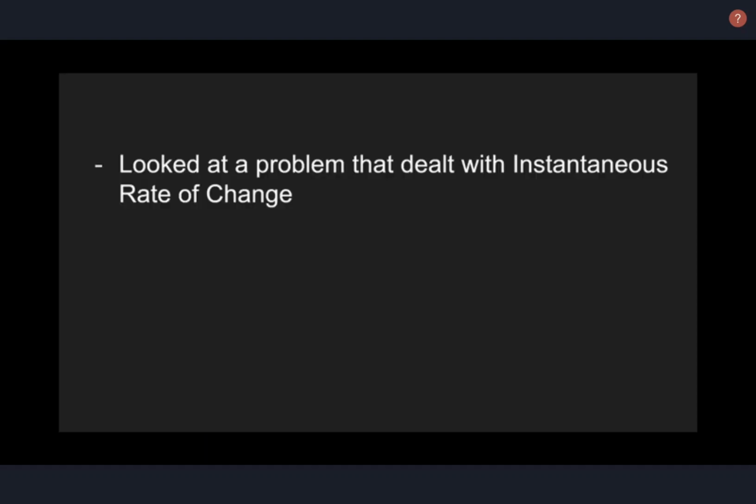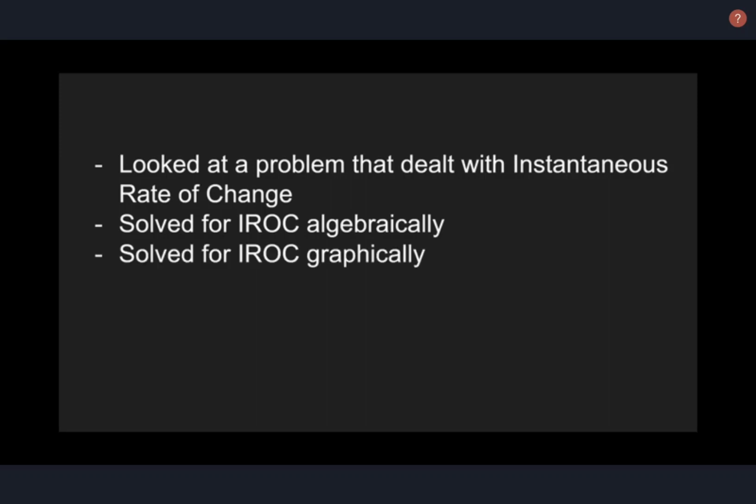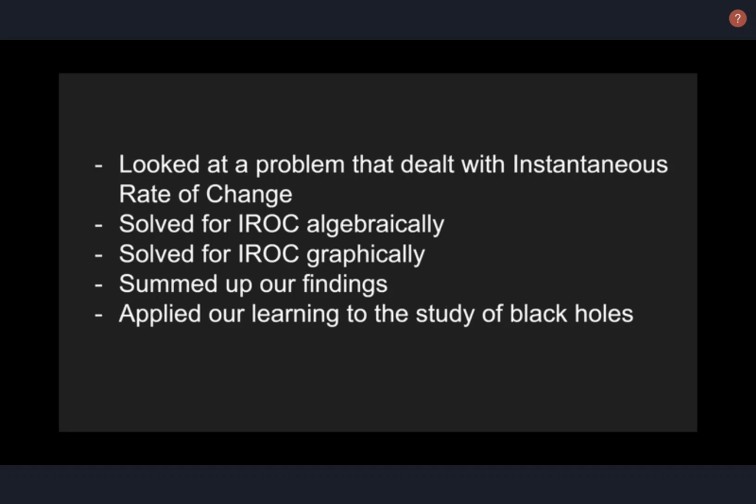To sum up what was done today, we looked at a problem that dealt with the instantaneous rate of change of a cubic function at a certain radius. We then found both ways to solve for the IROC, algebraically and graphically, summed up our findings, then applied the concepts learned to the study of stars and black holes.